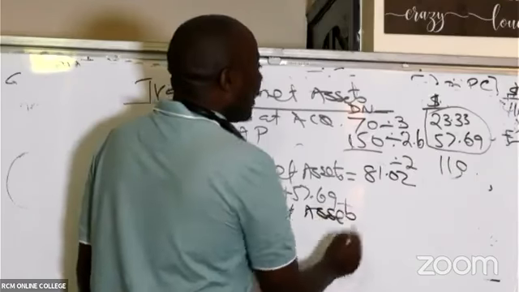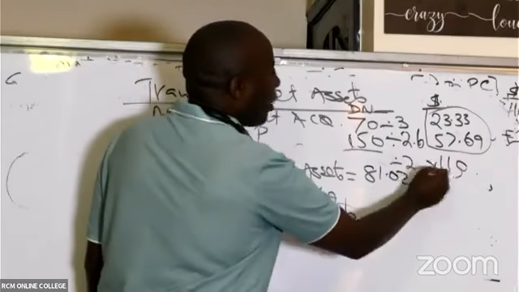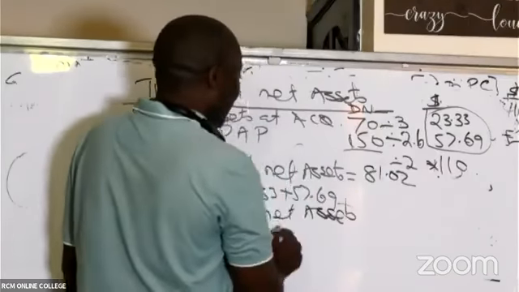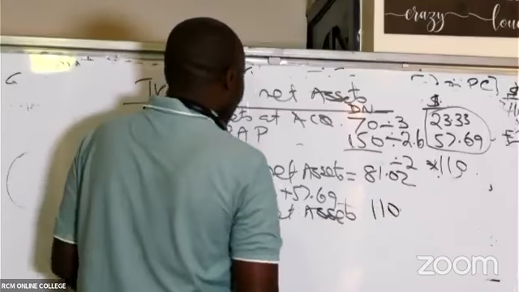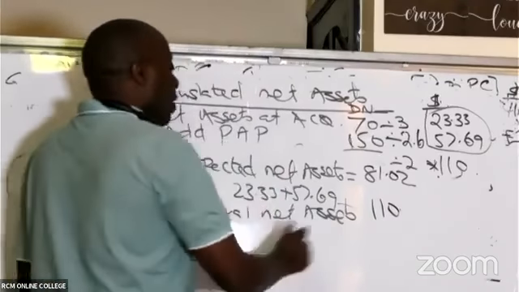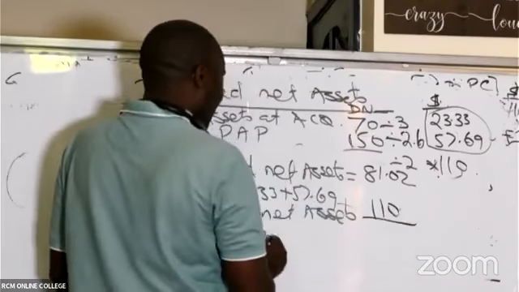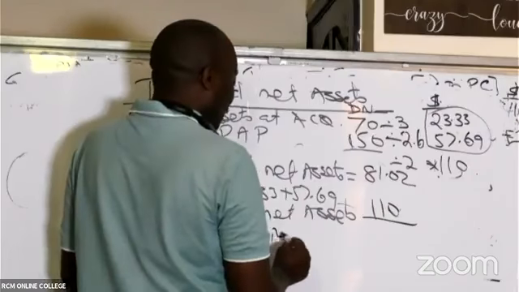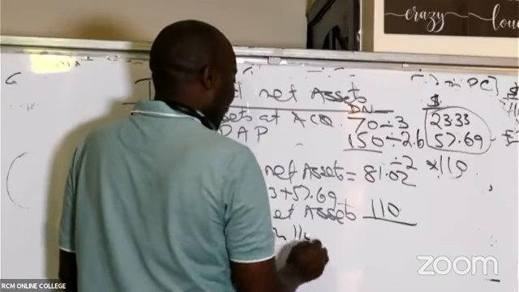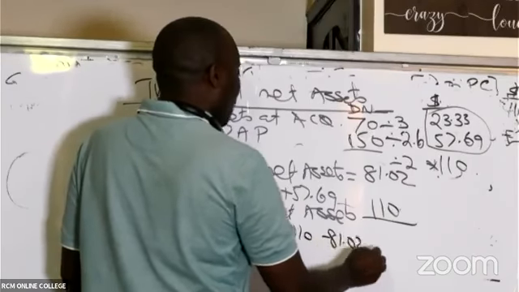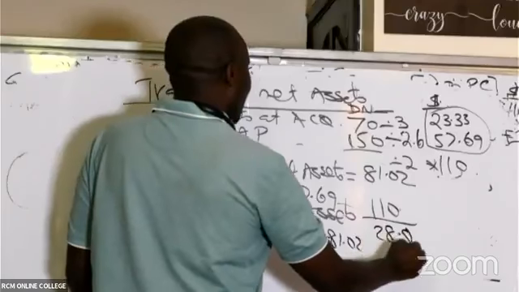And the actual net assets, in this case here, we have this figure, 110. So I can see in this case that our net assets have grown. So it's a gain. So a gain of what here, somebody? A gain of 110 minus 81.02. That's what they need to get, 28.98.